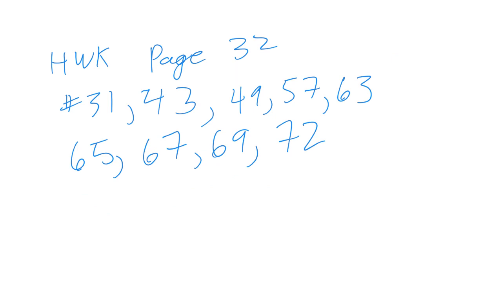So now your homework is going to be on page 32. And you're going to do questions number 31, 43, 49, 57, 63, 65, 67, 69, and 72 are optional. But I'd suggest you try them. Okay? And then after this is our review.